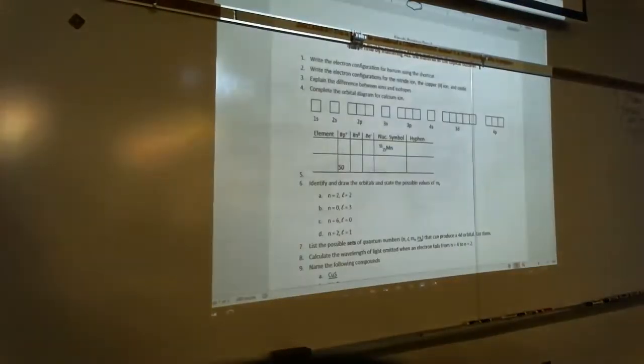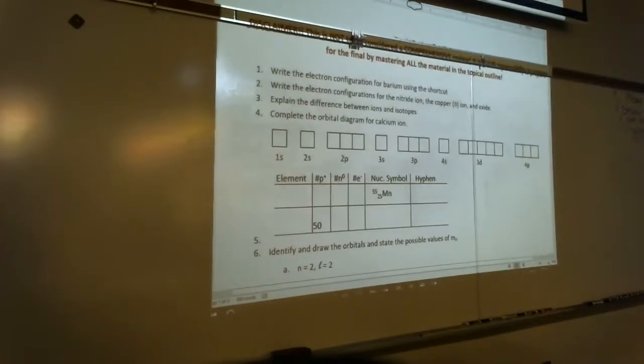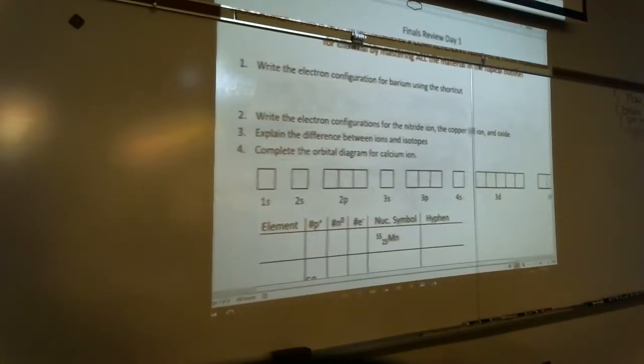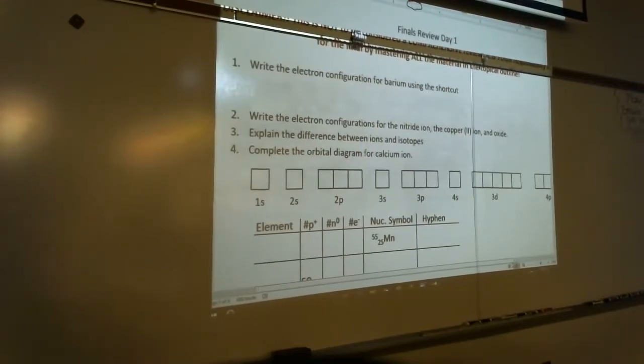All right, so like I said, this is my disclaimer. It's your responsibility to know what's on the outline. Just because it's not on here doesn't mean it's not on the test. Okay, this is just stuff that I think you could stand to have the review on. So let's go through each one of them to make sure we're good on all this.